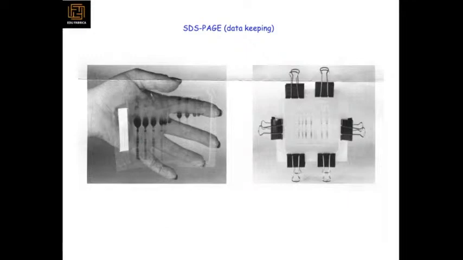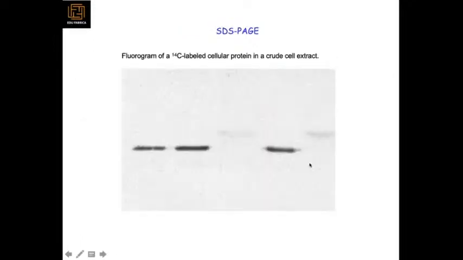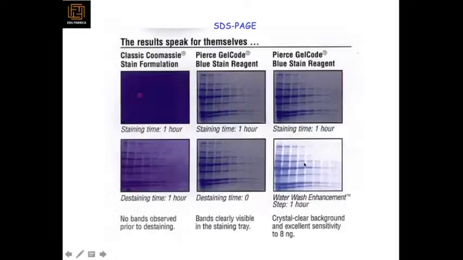then you can keep this data for the future also, by clipping it and preserving it in polythene covers for your samples. So this is the fluorogram of 14C carbon-labeled cellular protein, crude cell extract. So you can see some results coming out of it.